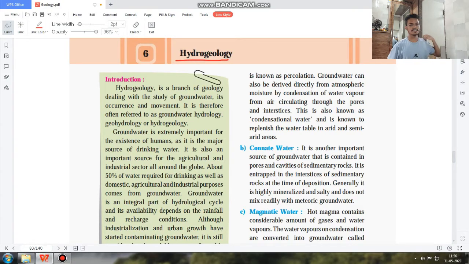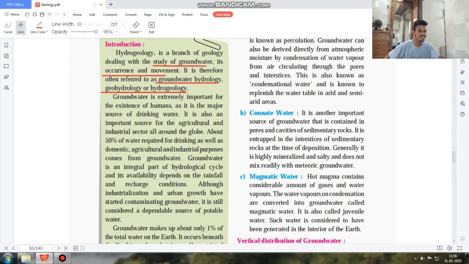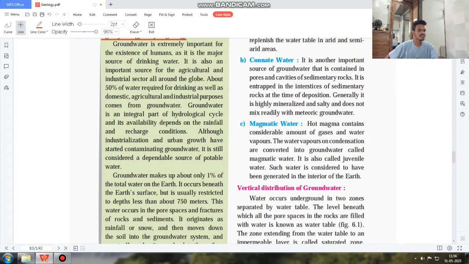So let's start. Hydrogeology is the branch of geology dealing with study of groundwater, its occurrence, movement. Therefore, it is also called groundwater hydrology, geohydrology, and hydrogeology. These are the names for that. This is just a reading paragraph to be remembered. Groundwater makes up 1%, you can see, of the earth.